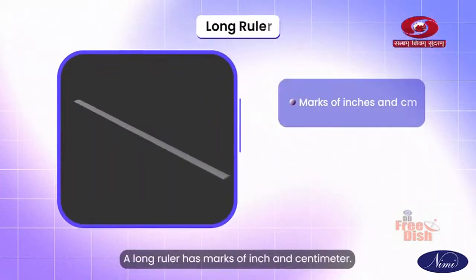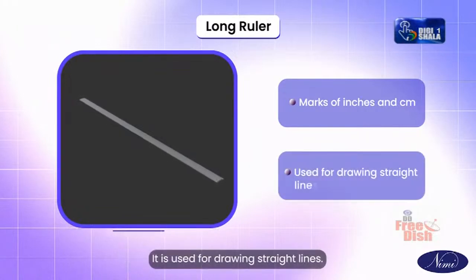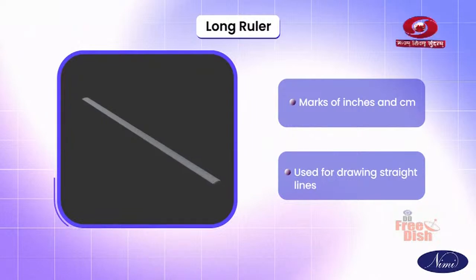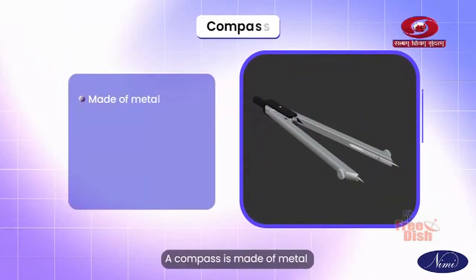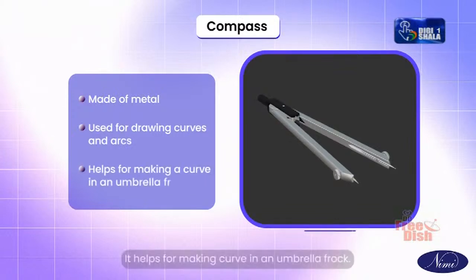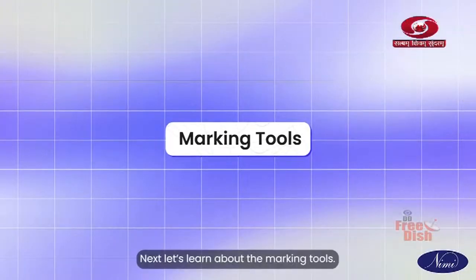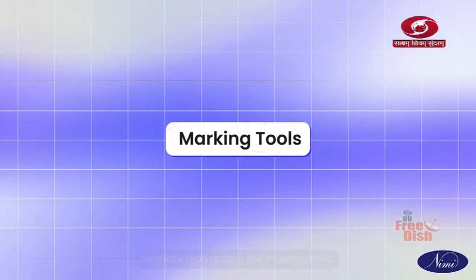A long ruler has marks of inch and centimeter. It is used for drawing straight lines. A compass is made of metal, which is used for drawing curves and arcs. It helps for making curve in an umbrella frock. Next, let's learn about the marking tools.